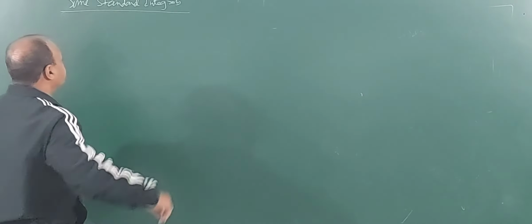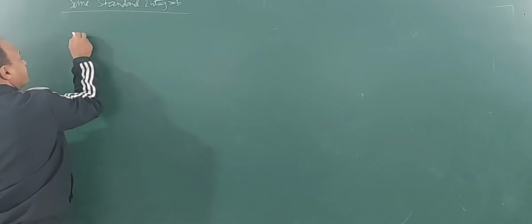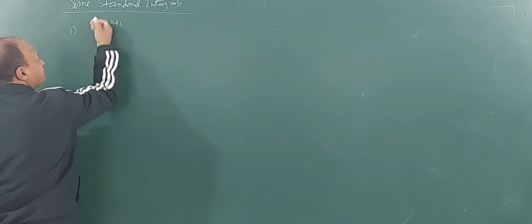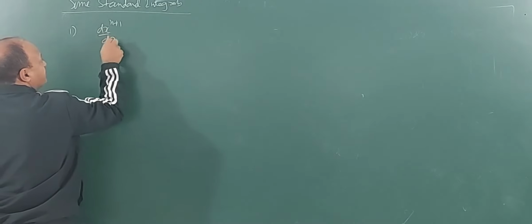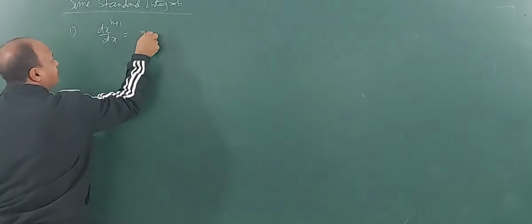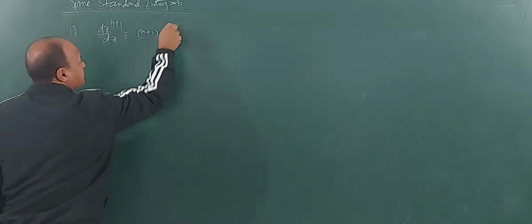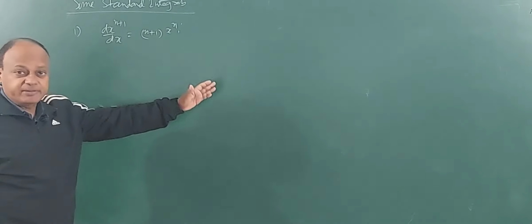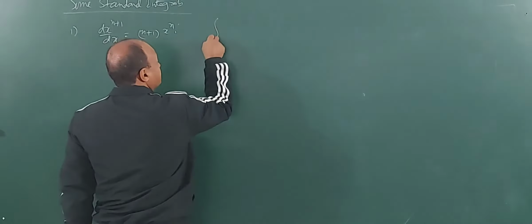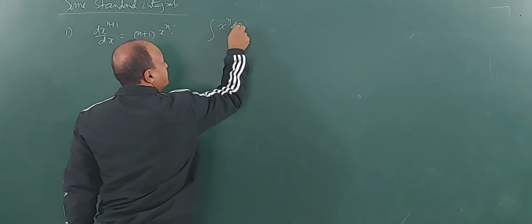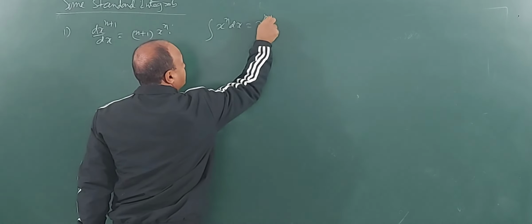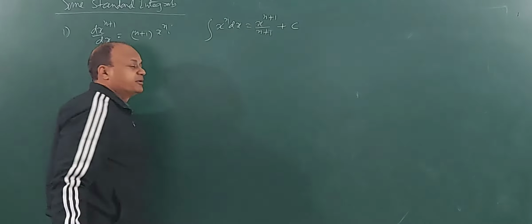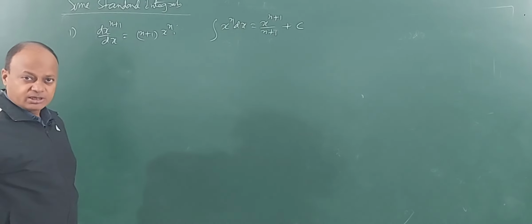For example, derivative of x to the power n plus 1 with respect to x will be n plus 1 into x to the power n. Clear? Now if I want to write its antiderivative, I will be writing integration of x to the power n with respect to x is x to the power n plus 1 divided by n plus 1, and don't forget to write c. Every time you have to write c, right?